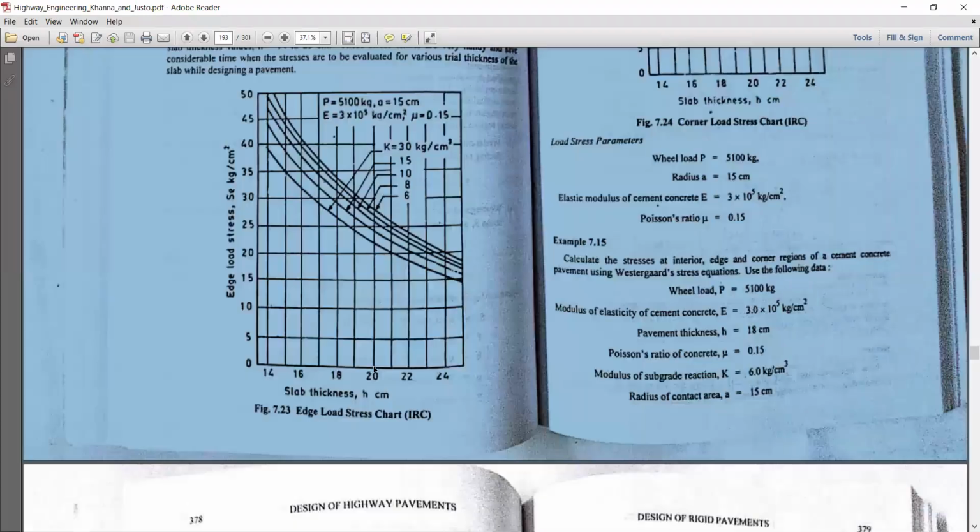H as 20 centimeter and K as 15. 15 means the second line. This is the second line for 15. So 20, and here I come, somewhere 24.